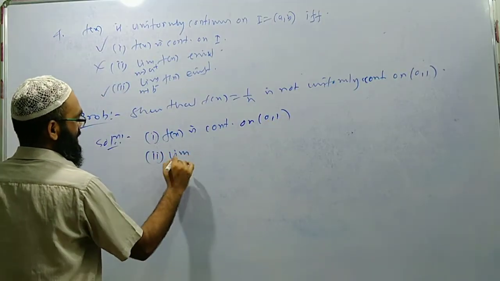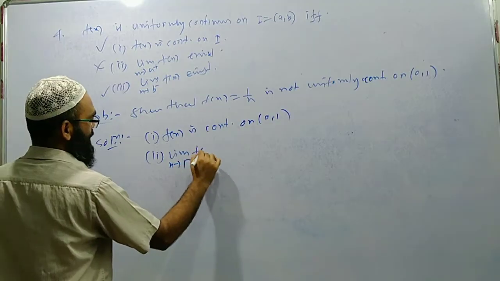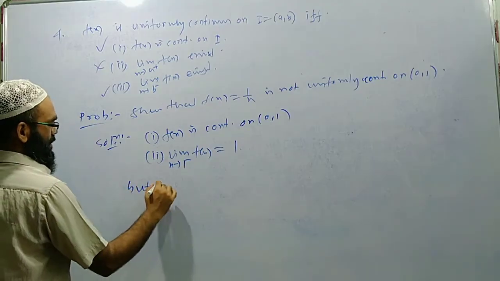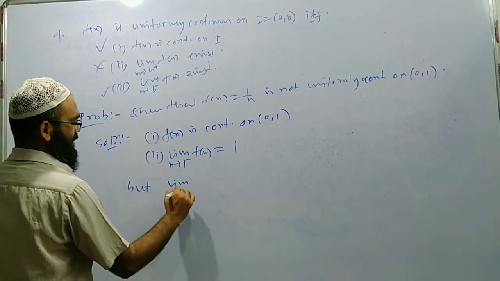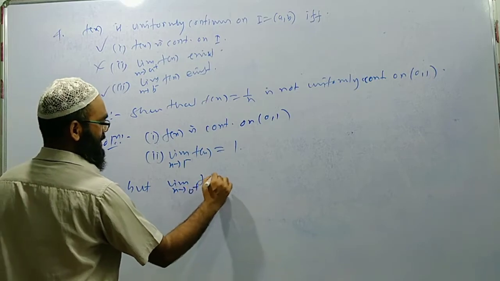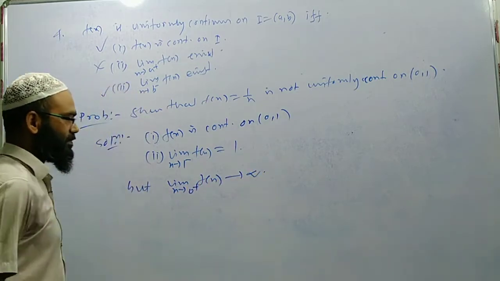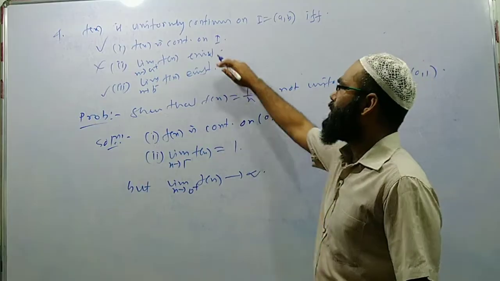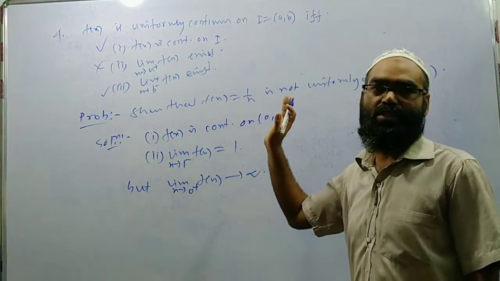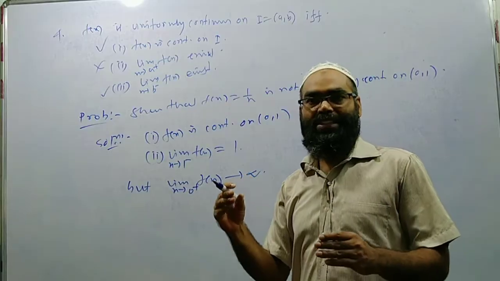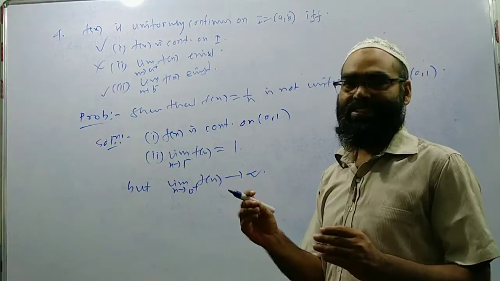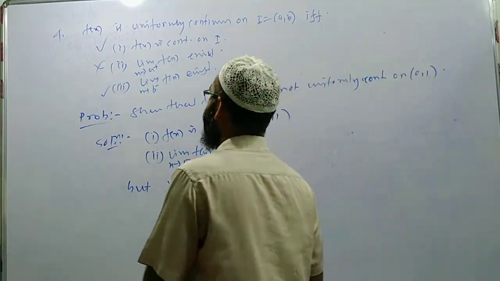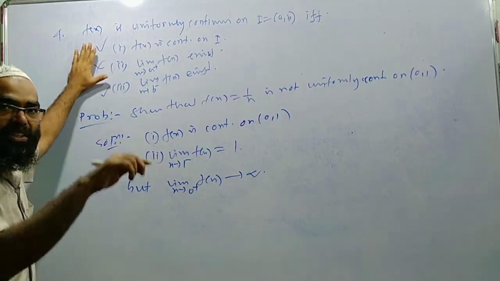Number two, limit x tends to 1 minus f(x) equal to 1, but limit x tends to 0 plus f(x) tends to infinity. So condition 2 is violated and hence f(x) is not uniformly continuous. So we are checking the behavior of a function, whether it is uniformly continuous or not. Here this technique is easier than the sequential approach.